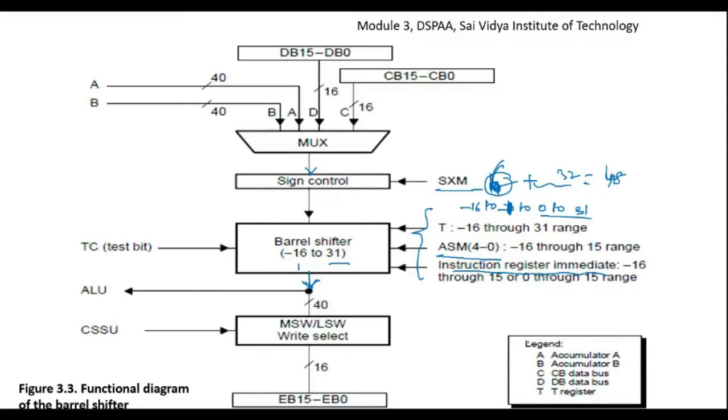And also, they have given certain parameters here. What are the legends? A stands for accumulator A, B stands for accumulator B, D stands for data bus, and T stands for temporary register. Now why is this extra here? Since the output is 40 bit, we have to send the data 16 bit at a time. So we use here the MSW bar LSW write select operation.